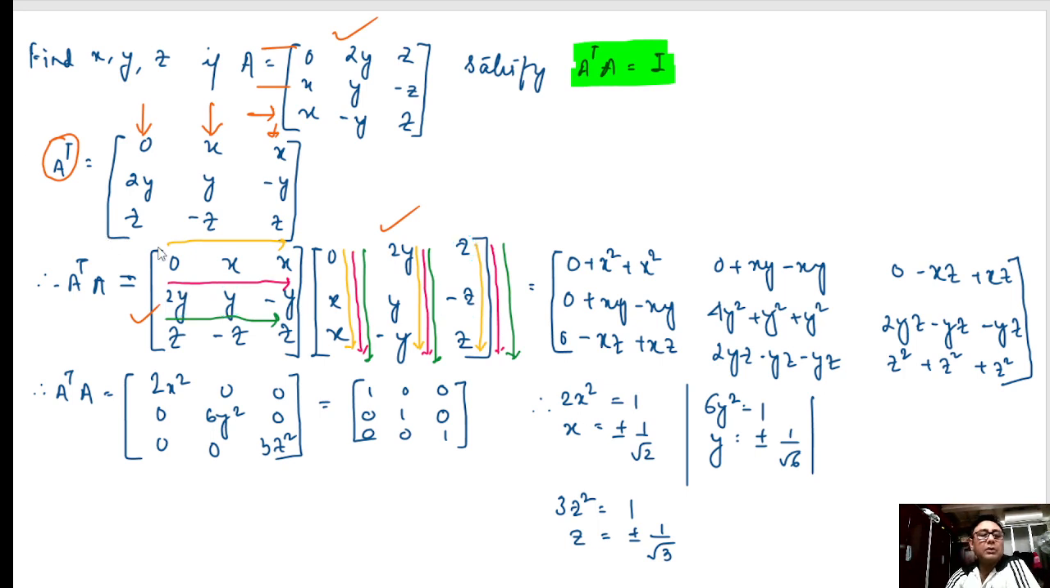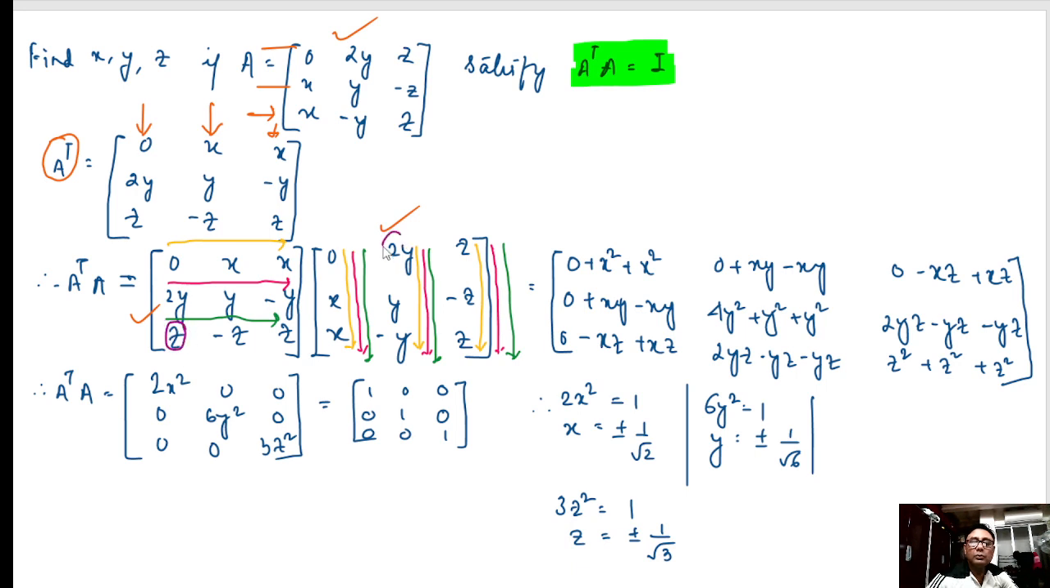And now for the third row we will do, let us take a different color. Okay, so we will do z into 0 plus minus z into x plus z into x, and we will get this part. Clear? We will get this part. And now we have to do, let us clear.